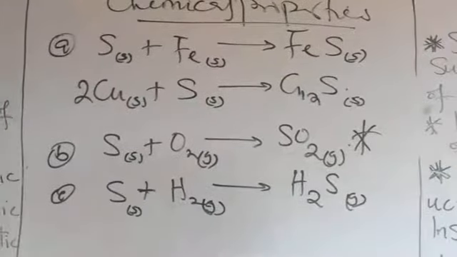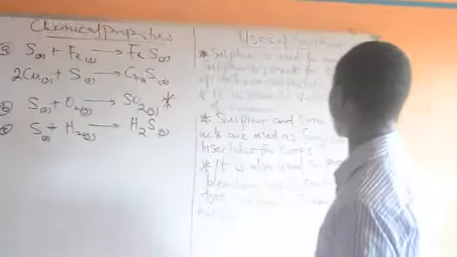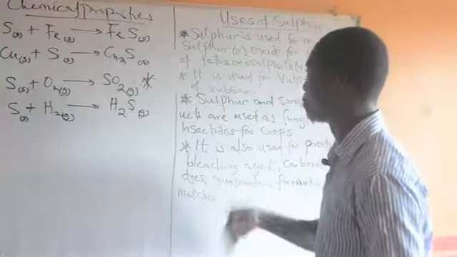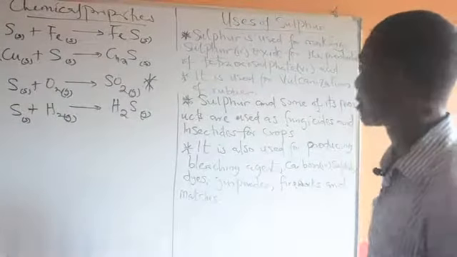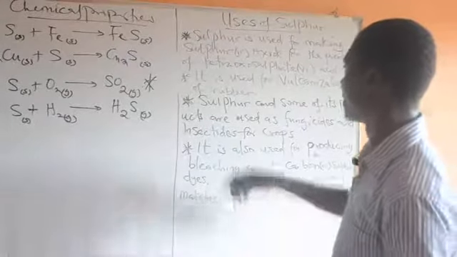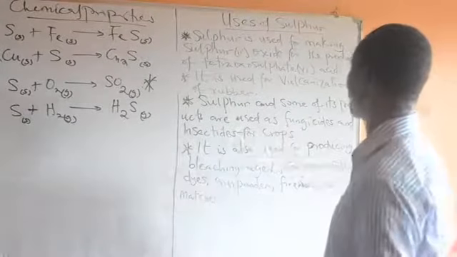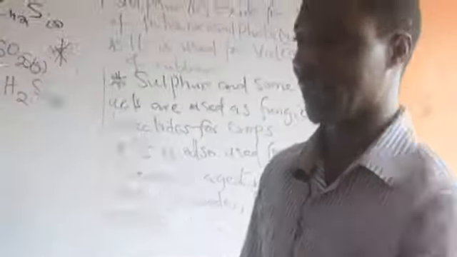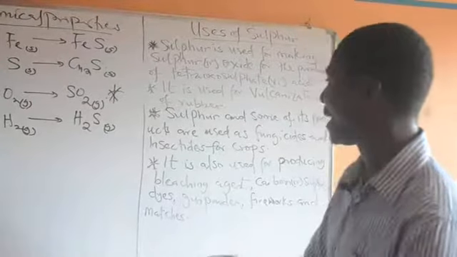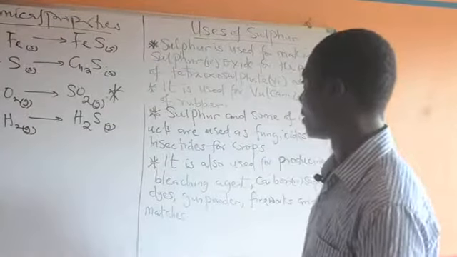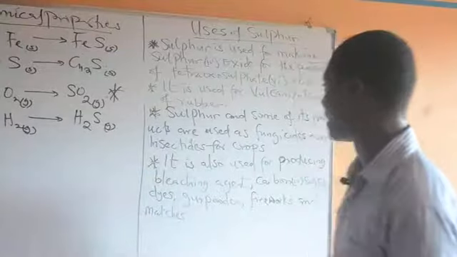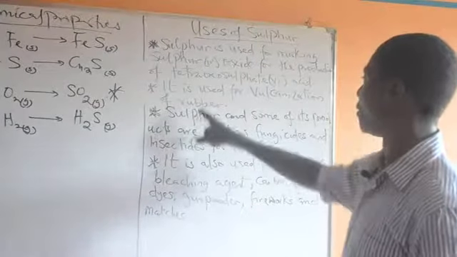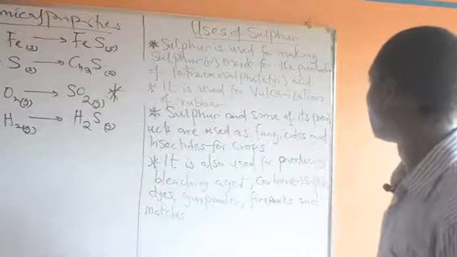Sulfur is used for making sulfur 4 oxide, and the same sulfur 4 oxide can be used to make tetraoxo sulfur 6 acid. Now the second one is that it is also used for vulcanization of rubber. For those vulcanizers along the road, at times when you see them trying to patch up their tires, there's something that they normally add. It is yellowish in nature. So it is sulfur that they normally add. It is needed in the vulcanization of rubber.